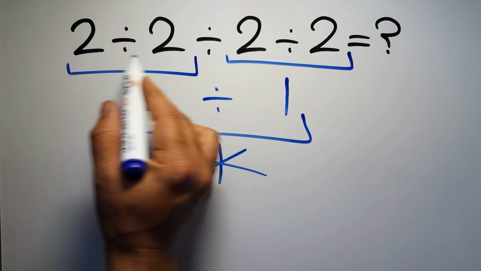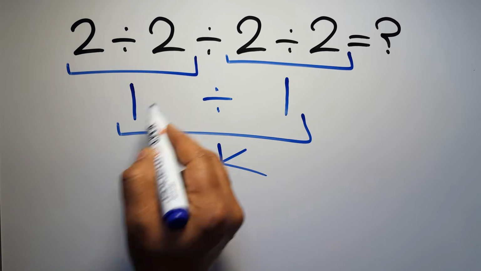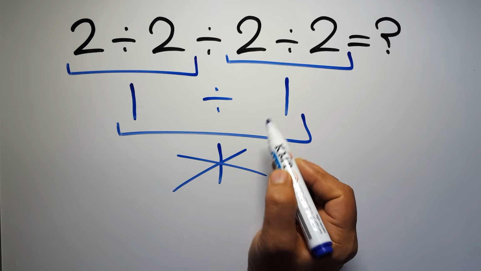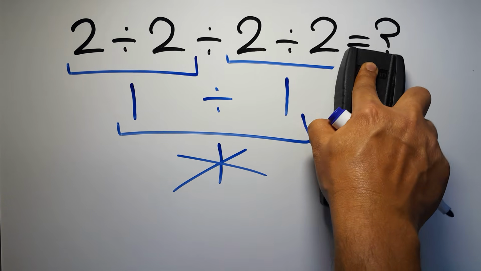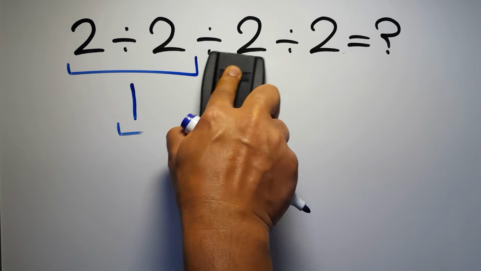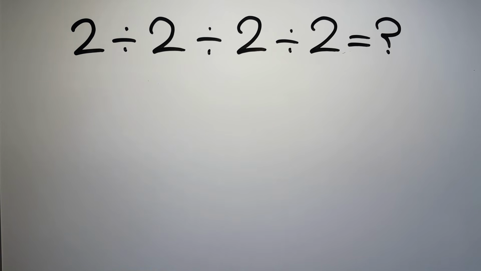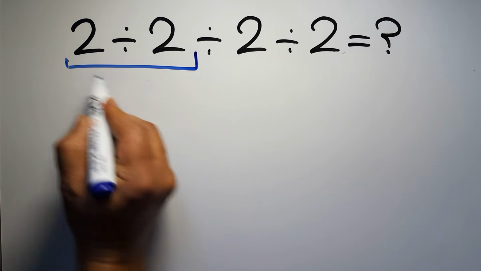in an expression, we have to work from left to right. So here first we have to do this division, then this division, and finally this division. If we do this division before this division, it is wrong. So first we have to do this division. 2 divided by 2 equals 1.